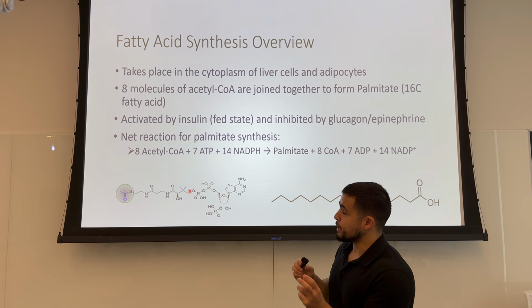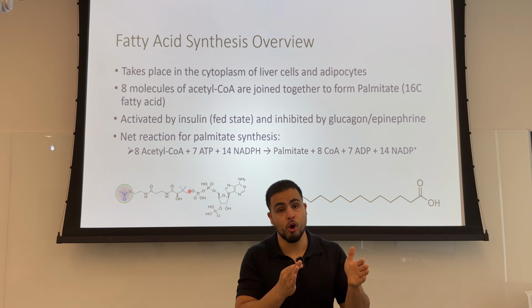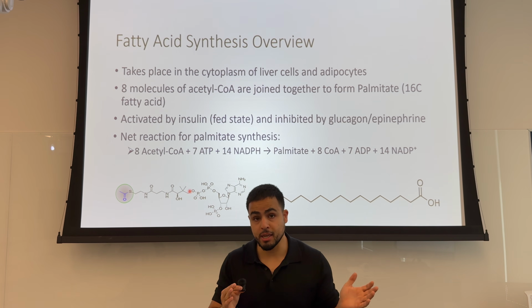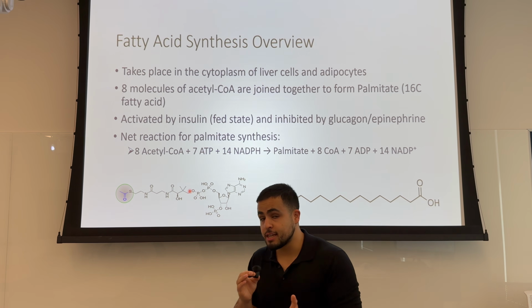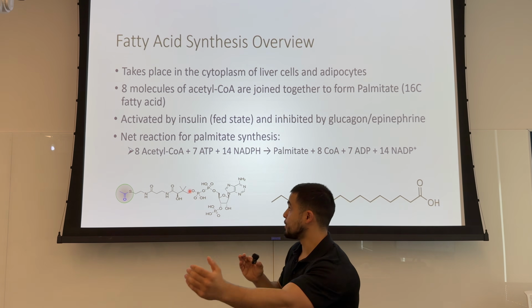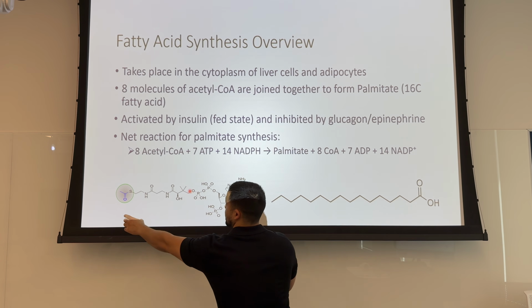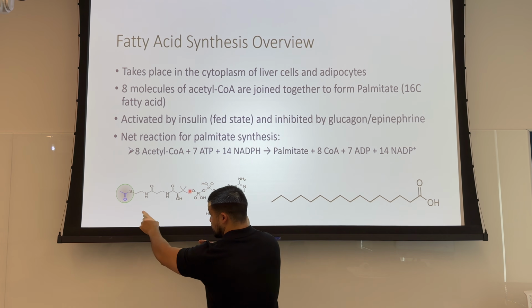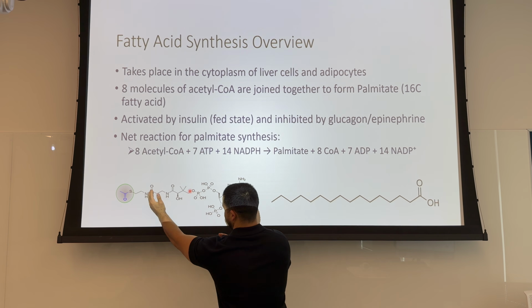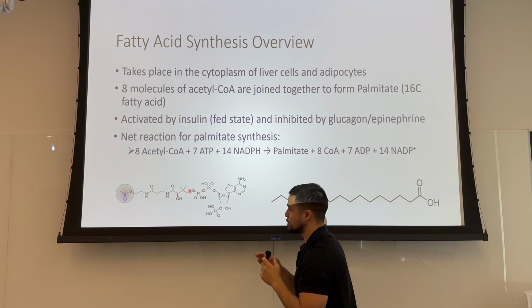So what's going on over here is that you have these two carbon building blocks, two carbon molecules known as acetyl-CoA being joined to one another until you get a 16 carbon fatty acid known as palmitate. So you can see that right here. This is the structure of acetyl-CoA. What we're really interested in is this acetyl part over here. The rest is just extra baggage. It's not going to be incorporated into the fatty acid chain.